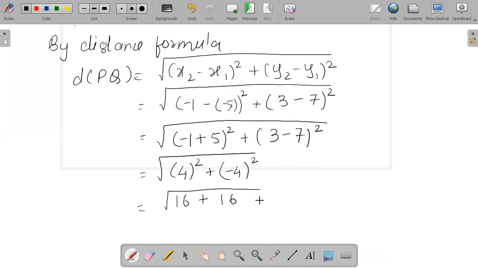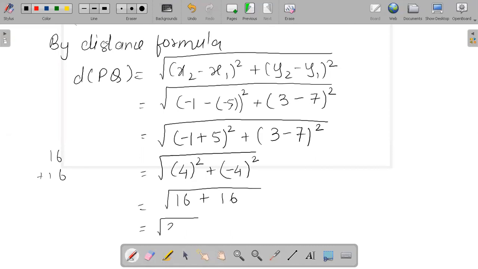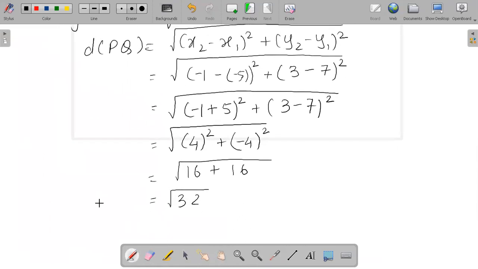So how much is 16 plus 16? 32, correct. So this is 32, so you have square root of 32. You can stop here and say that this is the final answer, but 32 can be reduced further. So we will reduce it further.